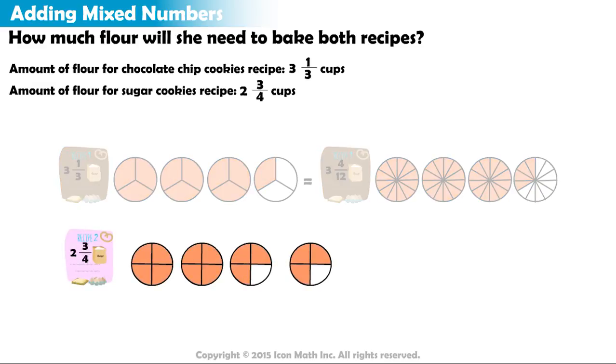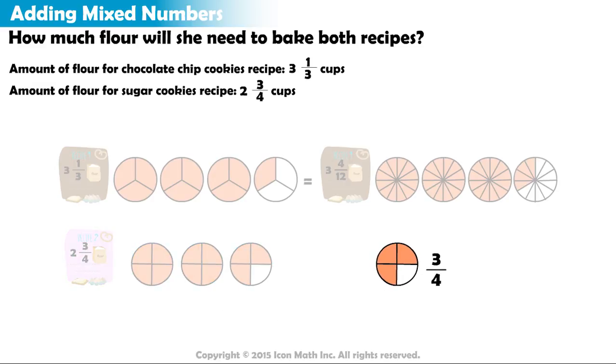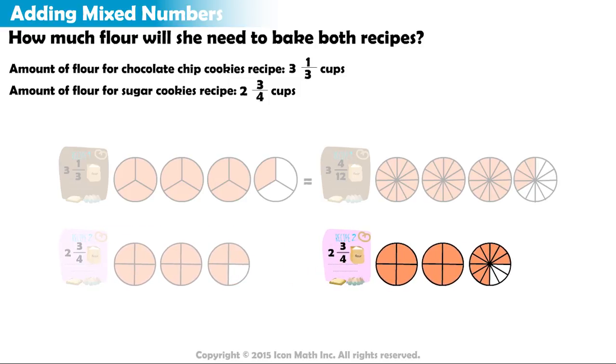Similarly, in the fraction 3/4, we multiply the denominator 4 by 3 to get a new denominator of 12. And since we multiplied the denominator by 3, we must also multiply the numerator by 3 to get 9/12. So the second mixed number becomes 2 9/12.